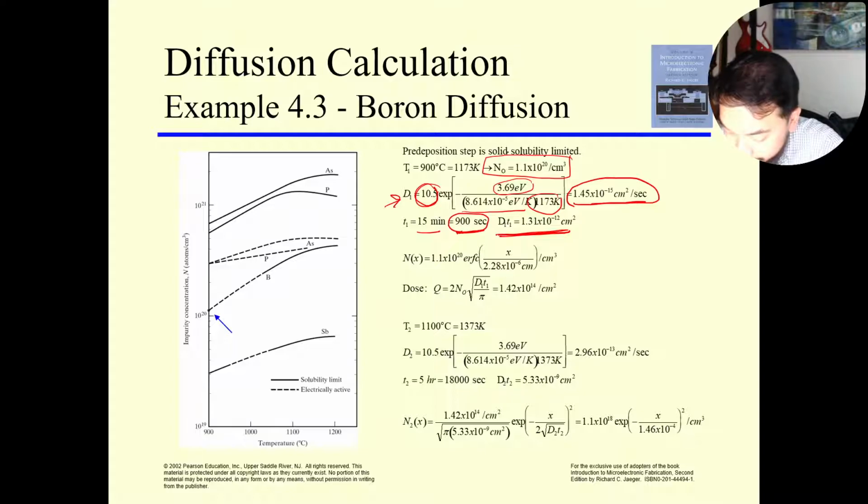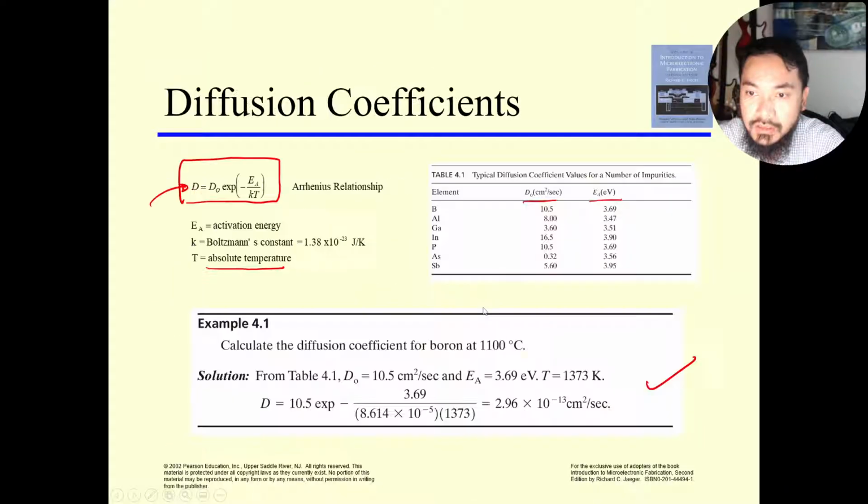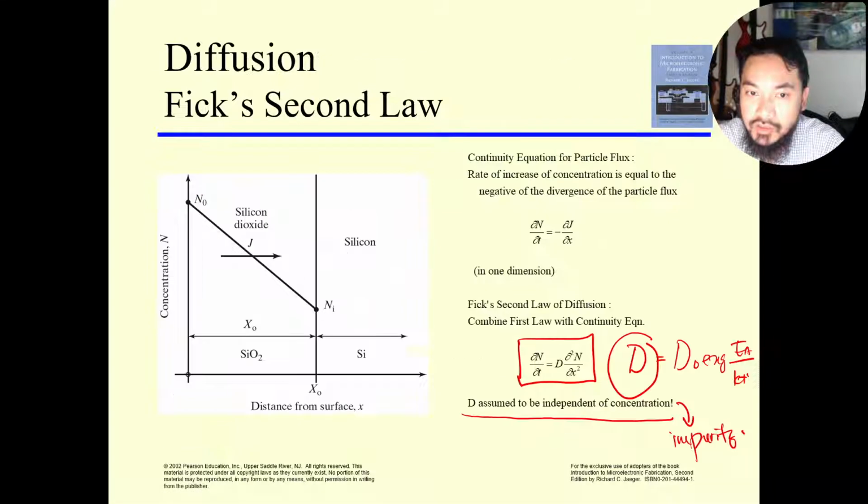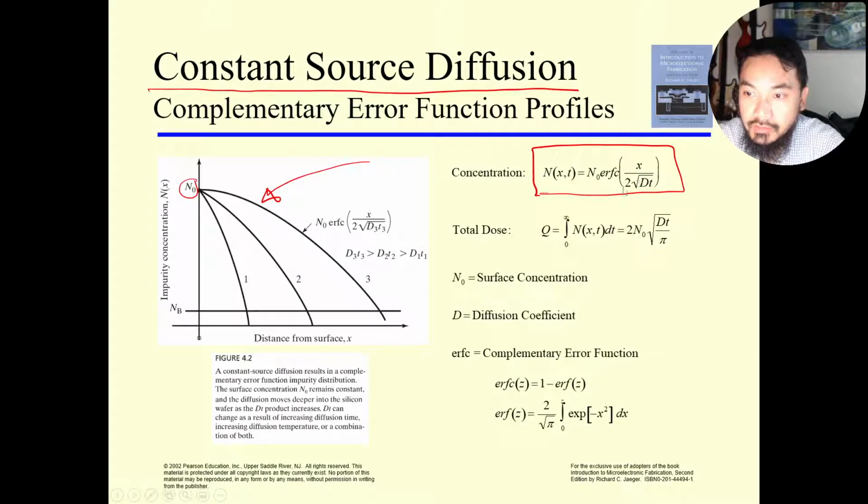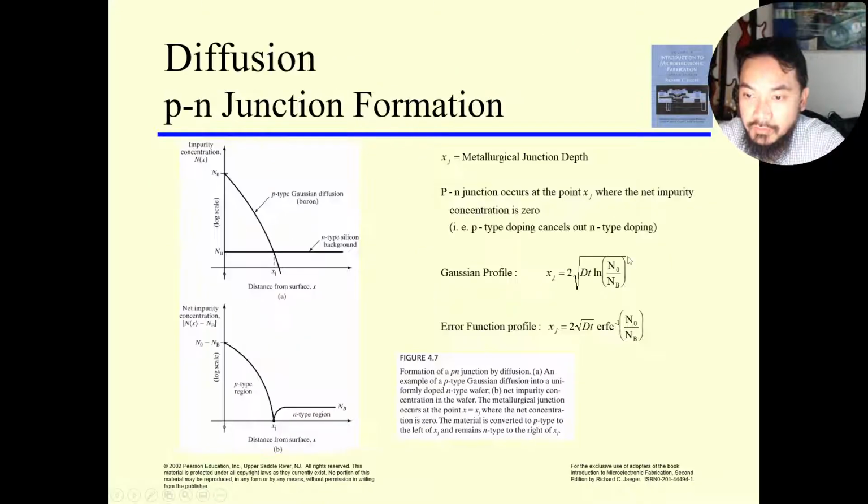And then you go back to the equation that governs the constant source diffusion. So let's go back to see what it looks like. This one. Okay, so N naught erfc of x, which is your junction depth, over 2 times the root of Dt. So go back.